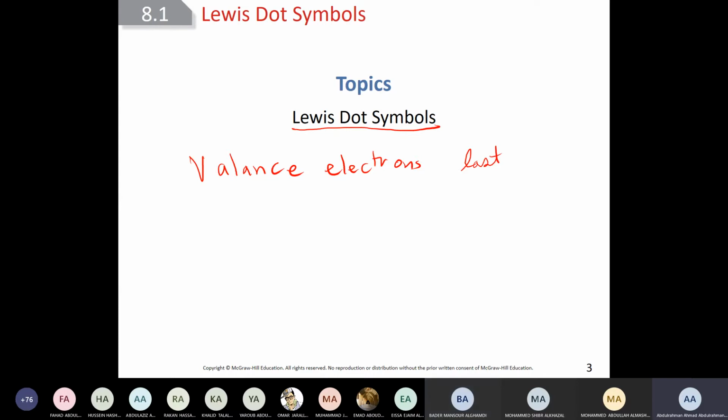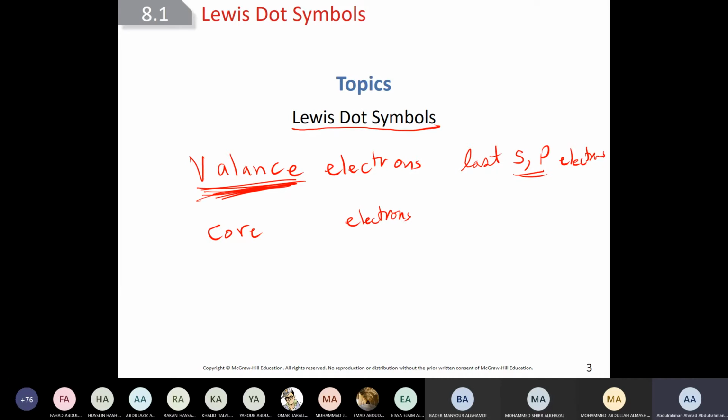Which outer shell? The last s and p electrons, the last level. Good? Okay. What do you call the other electrons which are inside? Core electrons. Good. Now, I want you to remember the word valence, very important.